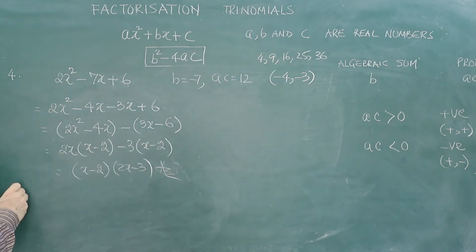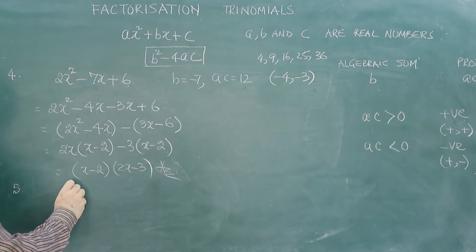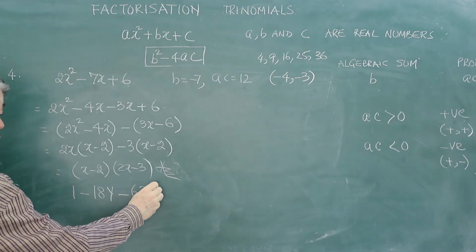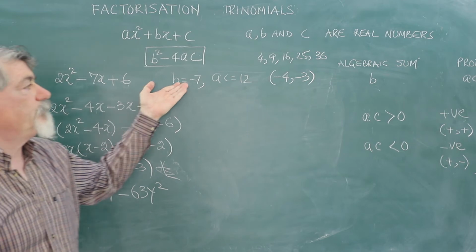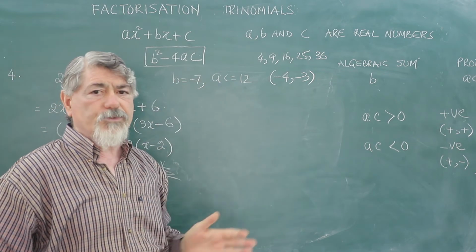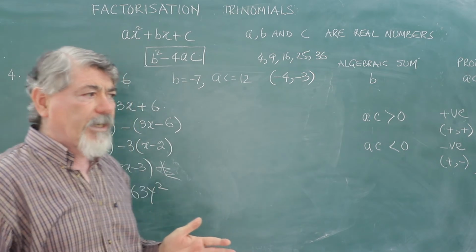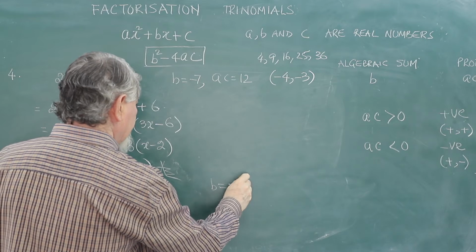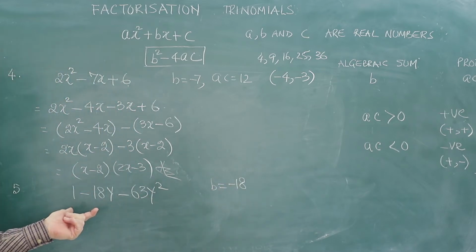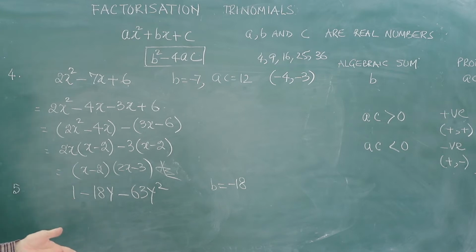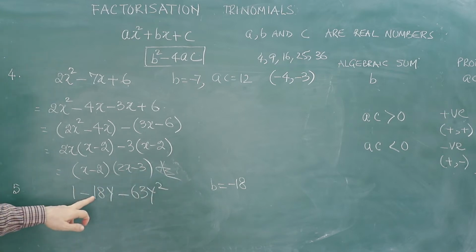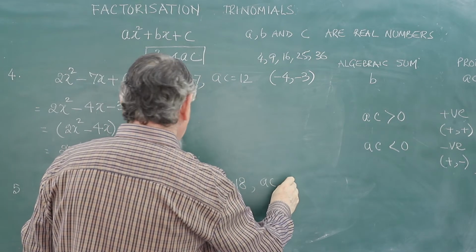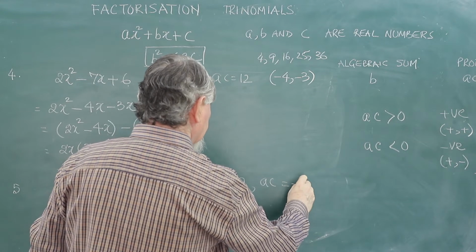Now question number 5. Question number 5 is 1 minus 18y minus 63y squared. Just now every time I'm writing b and AC, actually once you get used to it you don't need to write it, but even if you write it there is no problem. Now what is b here? Minus 18. b is the coefficient of x. Here, instead of x, the variable is y, so I have taken y. b is minus 18 and AC is how much? 1 into minus 63, that is minus 63.